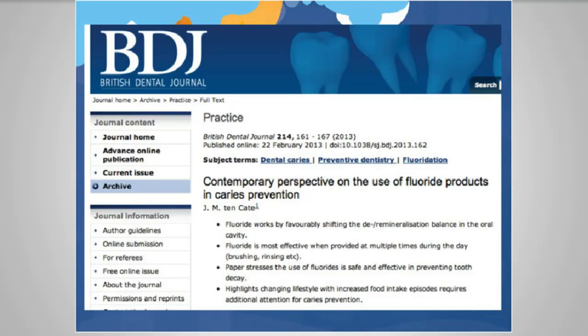In this British Dental Journal article, they talked about the contemporary perspective on the use of fluoride products in caries prevention. And it's a really great article. It comes across with a lot of important information, including that fluoride works favorably in shifting the demineralization and remineralization balance in the oral cavity. And again, it talks about how fluoride is an important component of the entire process, and that it's also most effective when provided at multiple times during the day. And of course, it stresses the safety and the effectiveness of fluoride.